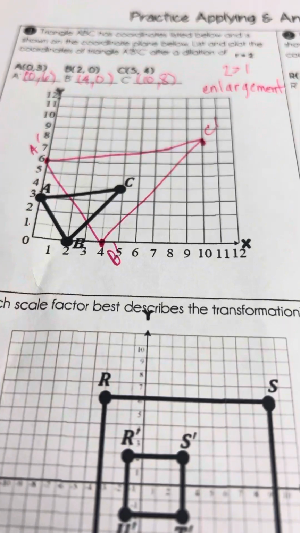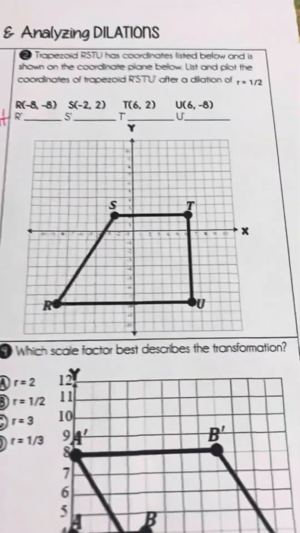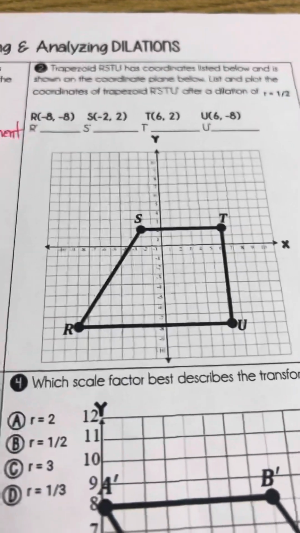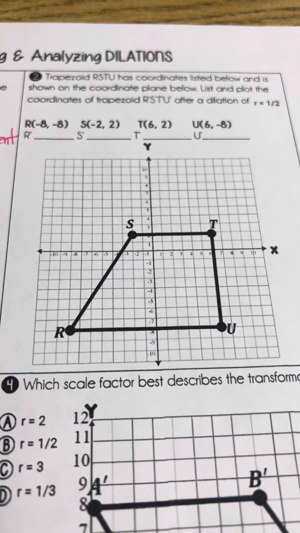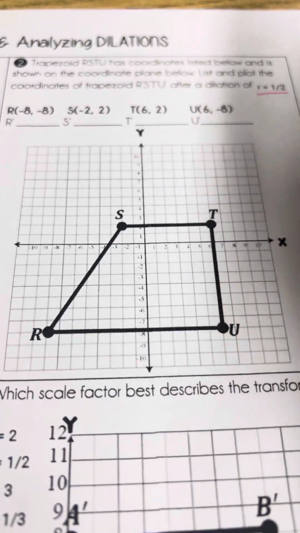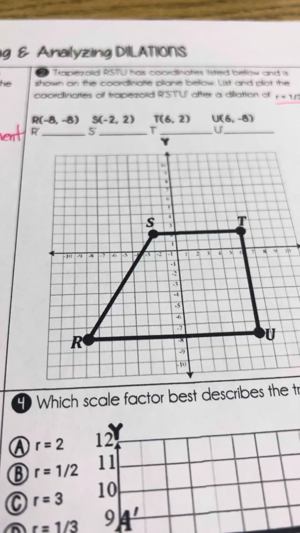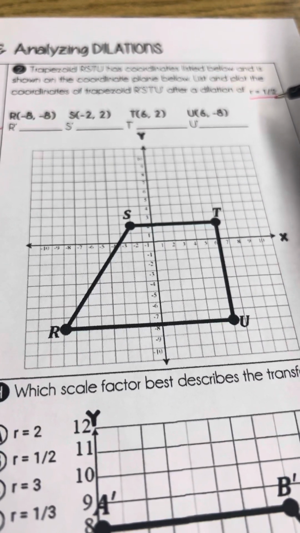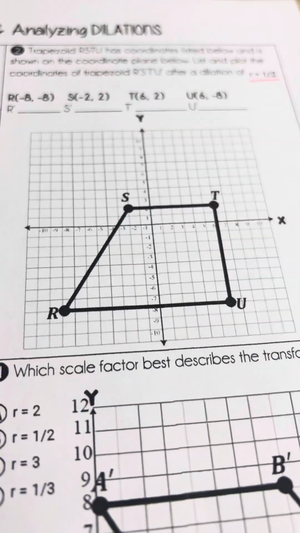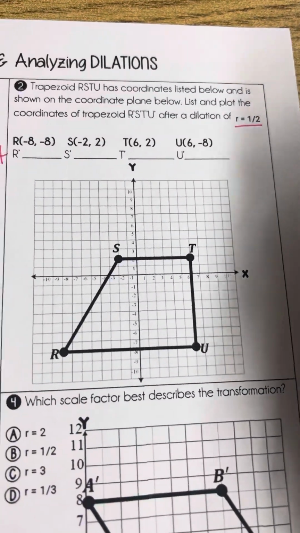Okay? So check your answers. Let's move on. The next one says trapezoid RSTU. It has coordinates listed below, and it's a dilation of 1/2. So that means all of our pre-images, which is the one without the prime notation, we're going to divide by 2. Dividing by 2 is the same thing as multiplying by half. I will show the multiplication on the side for 8.